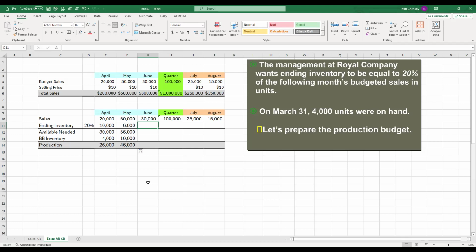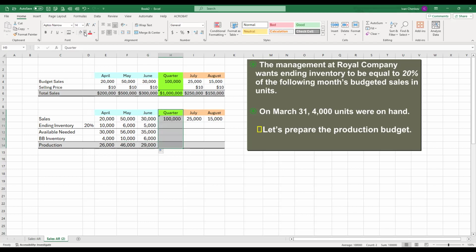So we have our sales in June. How much should the ending balance be at June? Ending inventory should be 20% of 25,000, or 5,000. So I need to have 35,000, but I already have 6,000. So how much do I need to produce? 29,000. Make sense?